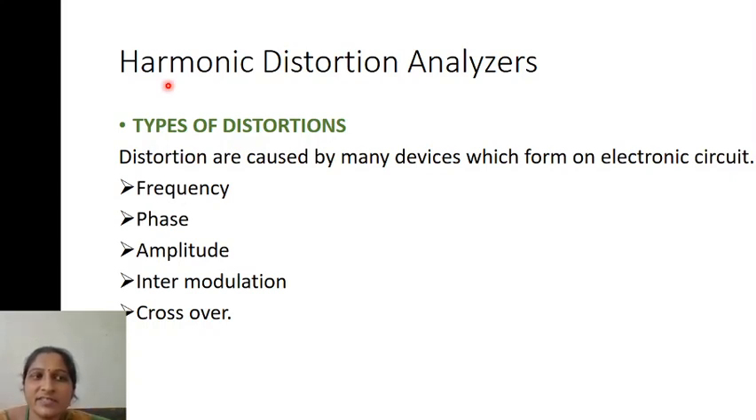Now I'm going to discuss harmonic distortion analysis. Harmonic distortion analyzers are an example of wave analyzers. In the last class, we discussed what a wave analyzer is.